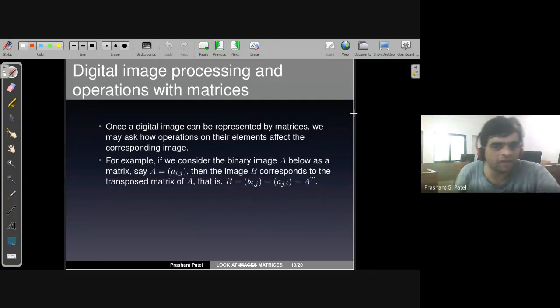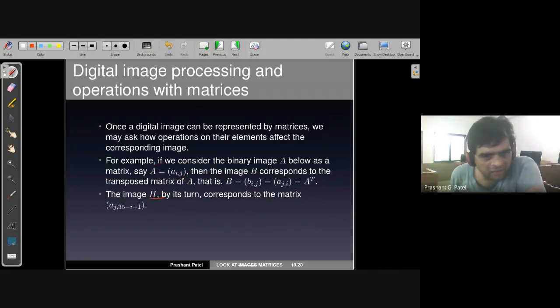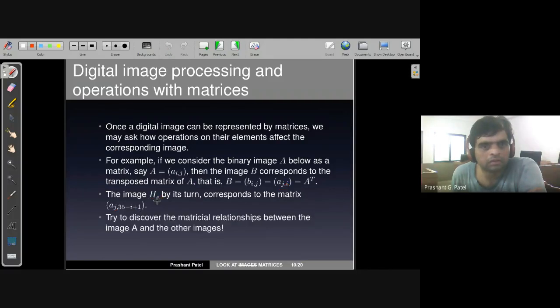So for that, what I have taken is a matrix A, which is Aij, and the corresponding B is the transpose of that. And H is the matrix which I have considered. It is changing rows into columns, and this I will change by 35 minus i plus 1. So try to discover the numerical relationship between A and the other images.